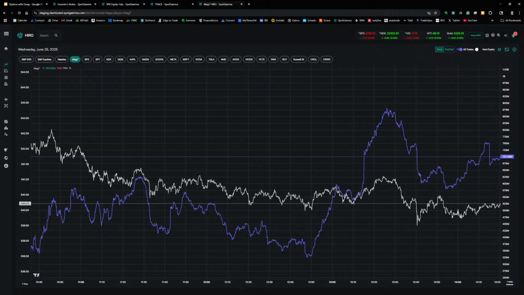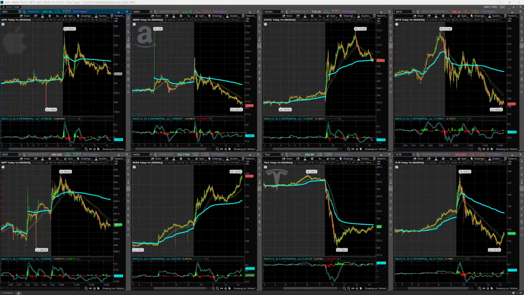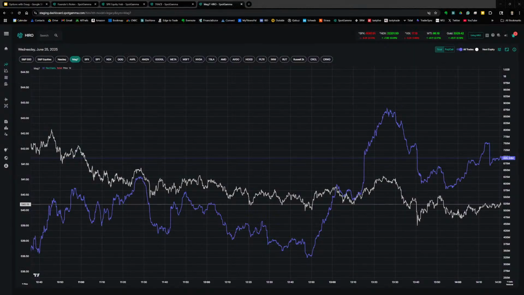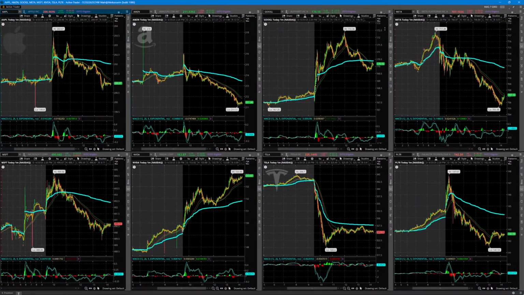All right, so net for the day, delta notional is positive for the Mag 7 as a whole. Let's do a quick check of the Mag 7. This is a chart in Thinkorswim. It's the Mag 7 plus Palantir.